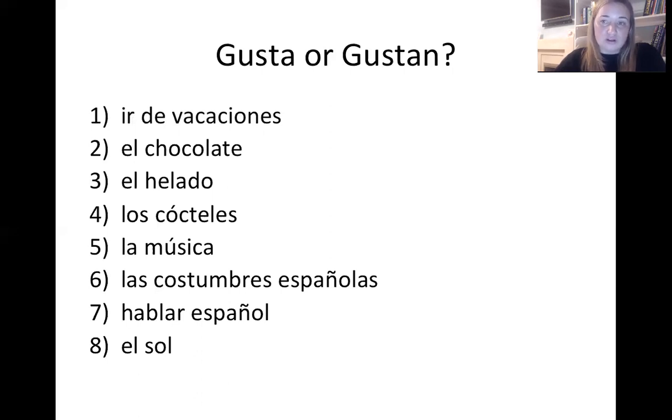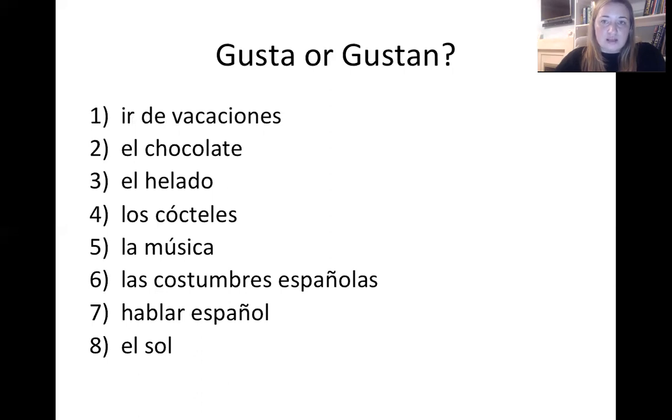Okay, las soluciones, answers. So, ir de vacaciones, it's me gusta ir de vacaciones, or nos gusta ir de vacaciones. We like going on holiday. Whoever it is that's doing the action, it's always going to be gusta here. So, number 1 is gusta. Number 2, el chocolate, it's singular, so it's gusta. 3, el helado, again, singular, so it's gusta. Los cócteles, it's plural, so it's gustan. La música, singular, it's gusta. Las costumbres españolas, Spanish traditions, it's plural, so it's gustan.